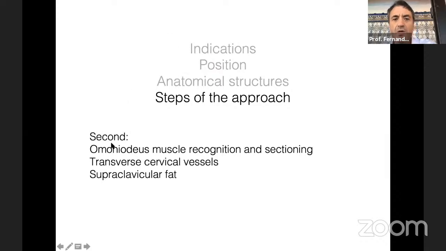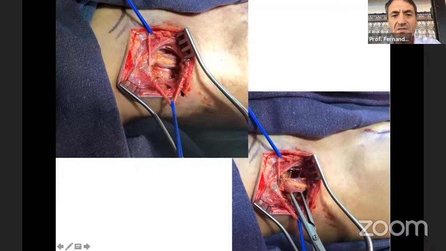Next step, second step: recognition of omohyoid muscle and sectioning of the muscle, recognition of transverse cervical vessels, and supraclavicular fat. Here we can identify with the blue vessel loops the branches of the cervical plexus, and here the omohyoid muscle that crosses over the brachial plexus, to expose the supraclavicular triangle and to locate the brachial plexus.